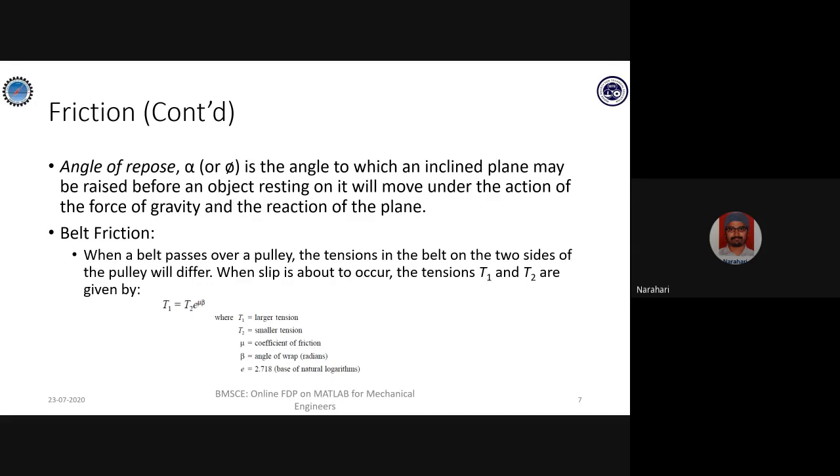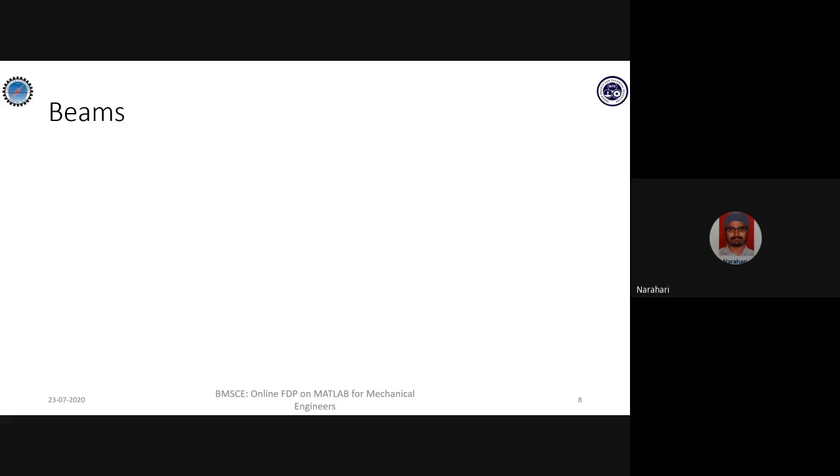A simple application of this friction, which we as mechanical engineers generally use, is belt friction, wherein a belt passes over a pulley, and the difference in the tensions between the sides of the belt runs the pulley. It is given as T1 by T2 equals e power mu theta, where T1, T2, mu and theta are as given. Okay, so this is the friction.